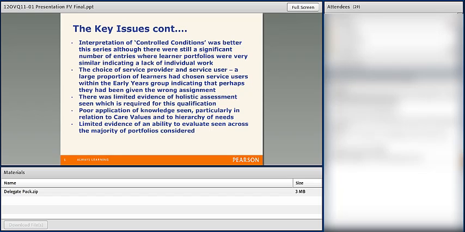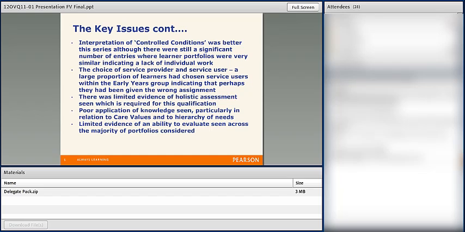Generally, there was poor application of knowledge seen. Now, the assessment objective 2.2 assesses the student's ability to apply their knowledge and understanding. And this was generally not done well, and in particular with relation to the care values and also to the hierarchy of needs. And that's what one of the exercises that you're going to be doing in a little while will cover.